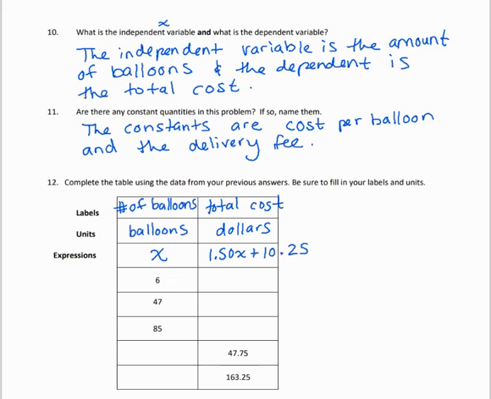Okay. And now our data just comes from the problems we solve. So for 6 balloons, that was question number 2. We came up with 19.25. For 47 balloons, that was question 3, and we came up with 80.75. For question 4, we came up with 137.75. Then question 6 gave us the money of 47.75, and that gave us 25 balloons. And for 163, that gave us 102 balloons.